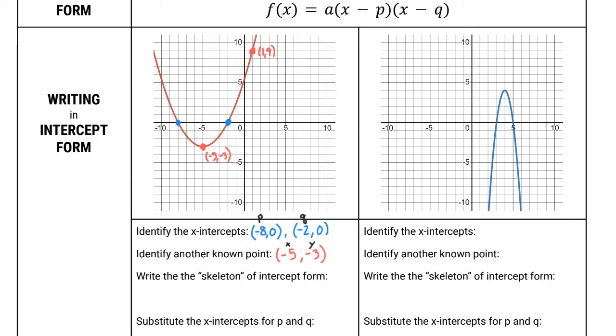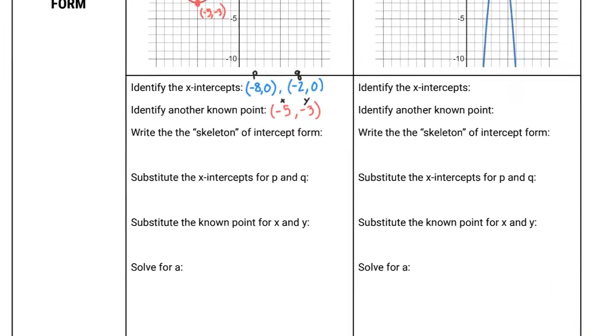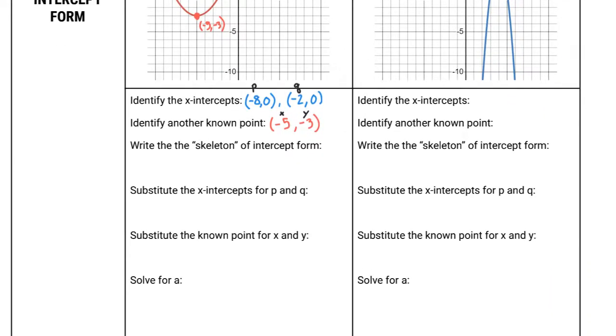Okay. We're going to do the same thing that we did for vertex form. We're going to write out the skeleton. So it's just kind of the standard with just all the variables, nothing plugged in yet. A times X minus P times X minus Q. Boom, just the skeleton. Now the next thing we're going to do is we're going to plug in those x-intercepts for P and for Q.